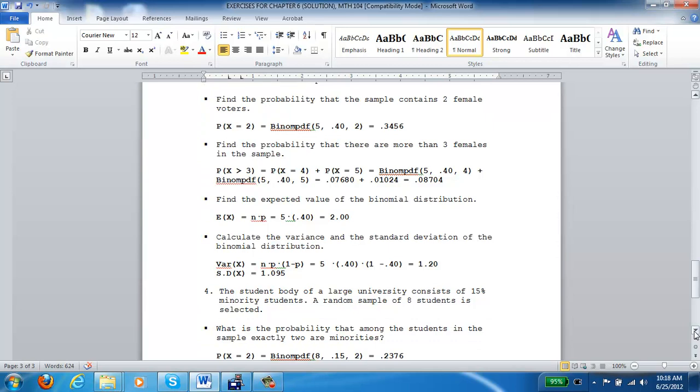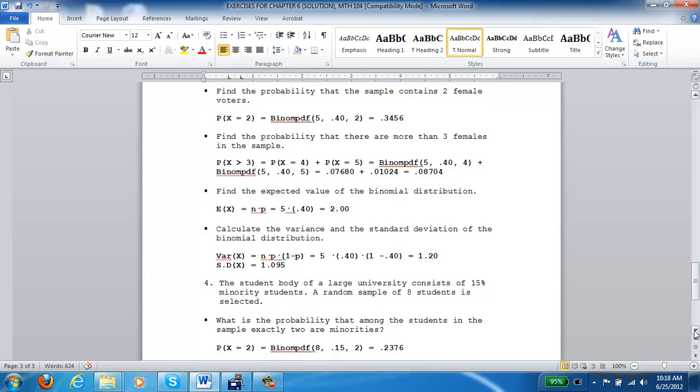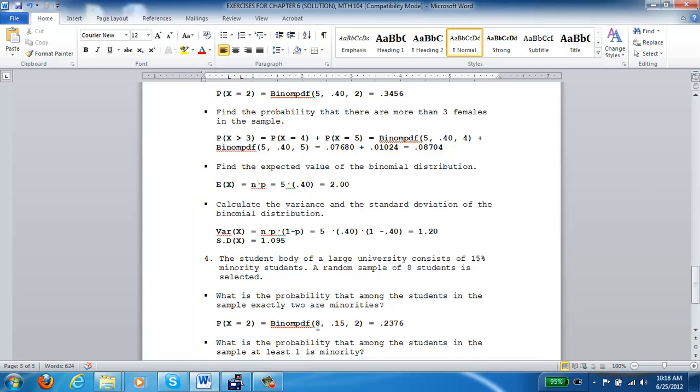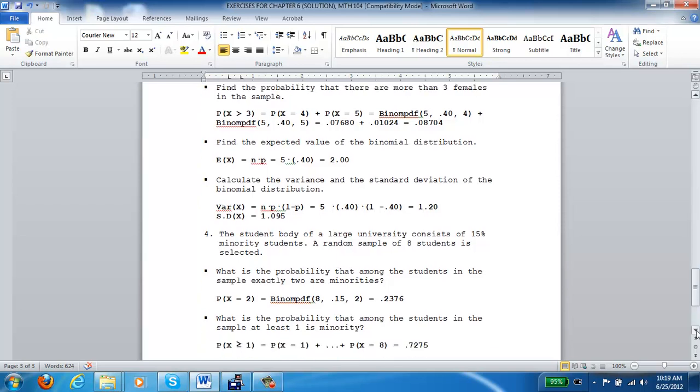Problem 4, again we have to use the graphing calculator. The probability of success is 0.15 or 15%. We have a sample of 8, so n is 8. So what is the probability to have exactly 2 minorities? So binomial PDF 8, 0.15, 2. So this is the probability, 0.2376.